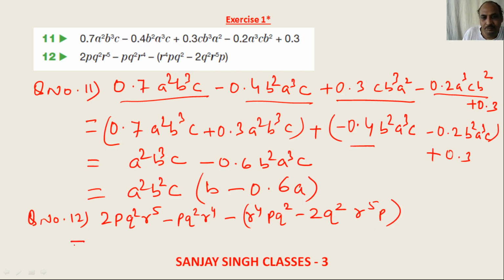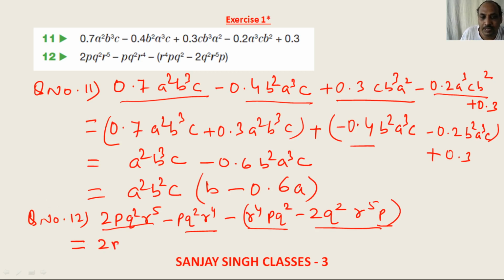Here we can see p q square r to the power 5. Anywhere it is there, p q square r to the power 5. So this particular term, first term, and this last term are common. Similarly, p q square r to the power 4, p q square r to the power 4, both are common. We are finding out like terms here.